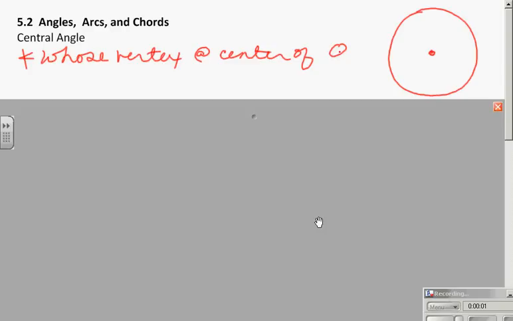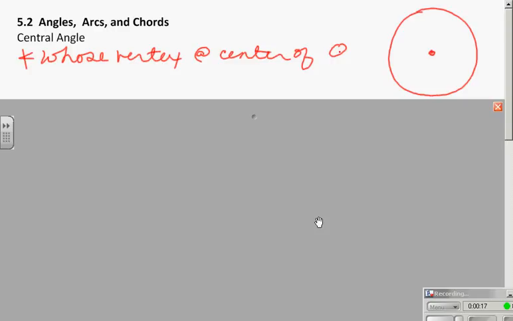All right, here is the lesson for 5.2. We're going to talk about angles, arcs, and chords. The first term we have to talk about is a central angle, and this is a really important angle. It's an angle whose vertex is at the center of our circle.